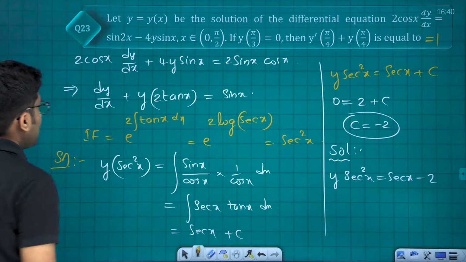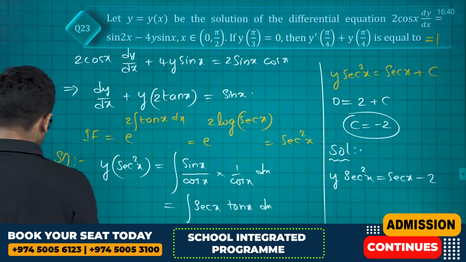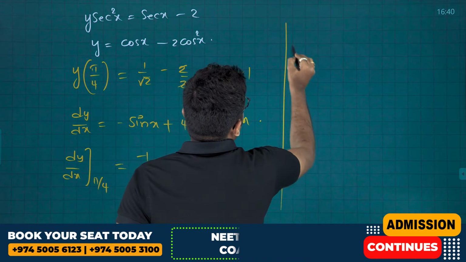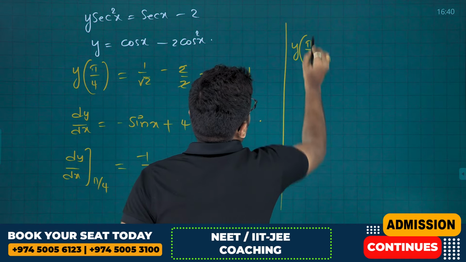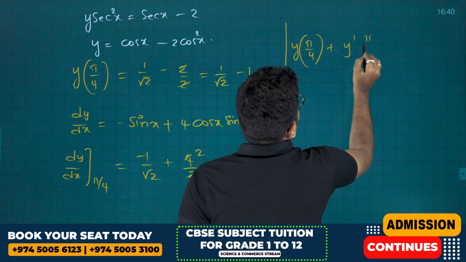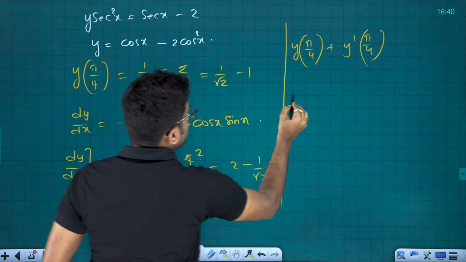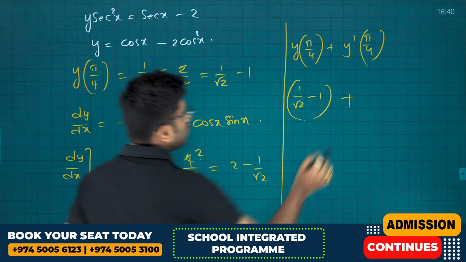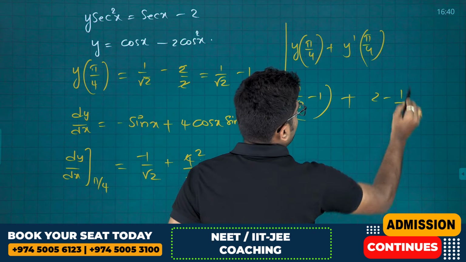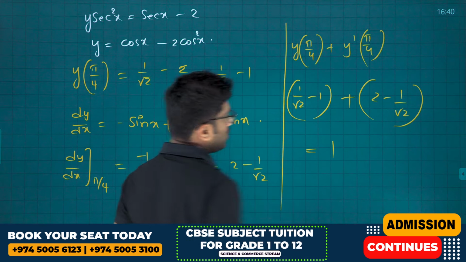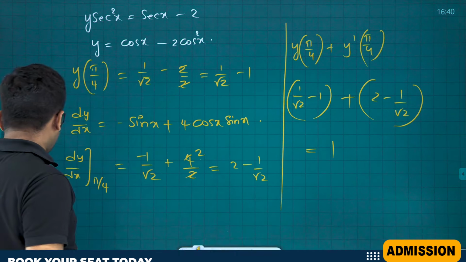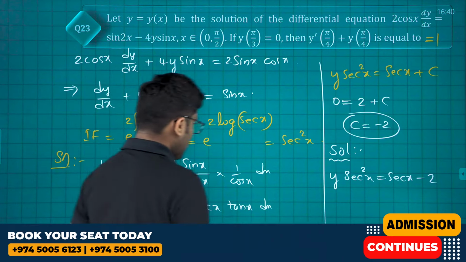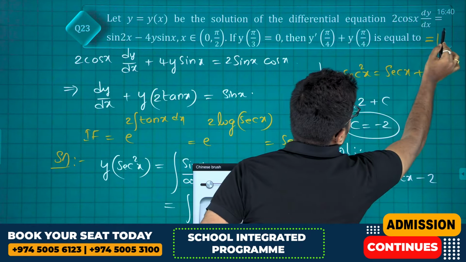Clear? Now they are asking us to add these two. y of pi by 4 plus y dash of pi by 4. y of pi by 4 is 1 by root 2 minus 1, plus 2 minus 1 by root 2. So this is clearly 2 minus 1, which is equals to 1 friends. Clear? I hope you have understood. Very simple, good question it is.